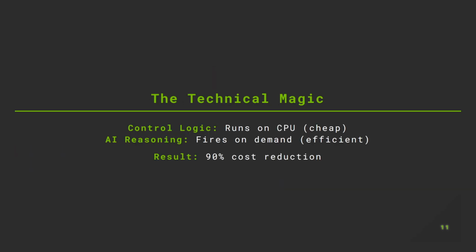Here's the technical genius, and stick with me because this is important. UDR separates the control logic from the AI reasoning, so all the orchestration, the workflow management, runs on cheap CPU cycles. The expensive AI model, it only fires when you specifically need it to think. Bottom line, we're talking about 90% cost reduction versus traditional approaches.